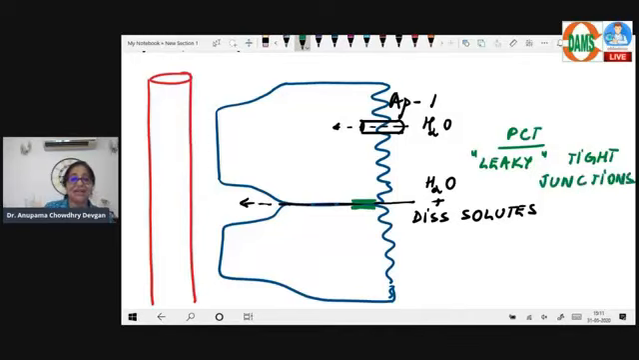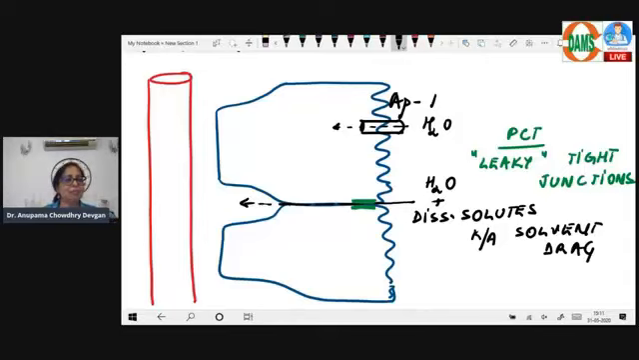In the collecting duct, you have tight junctions, but in the PCT, you've got leaky tight junctions. And leaky means some amount of water manages to pass between the cells through these tight junctions, paracellular. Water plus dissolved solutes manage to pass between the cells, and this is known as solvent drag. Now, remember, all solutes are moving by solvent drag. But for potassium, this becomes an important mechanism because there is so little potassium that the solvent drag becomes the major mechanism of potassium reabsorption.